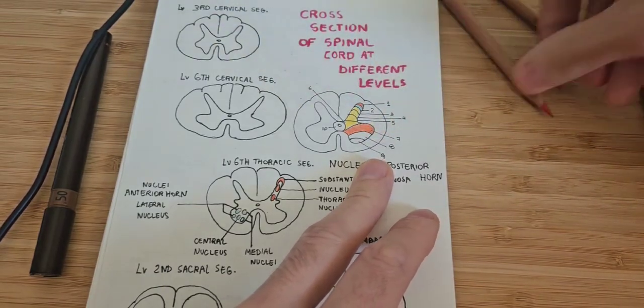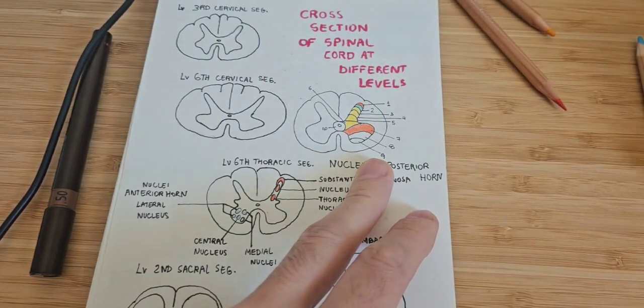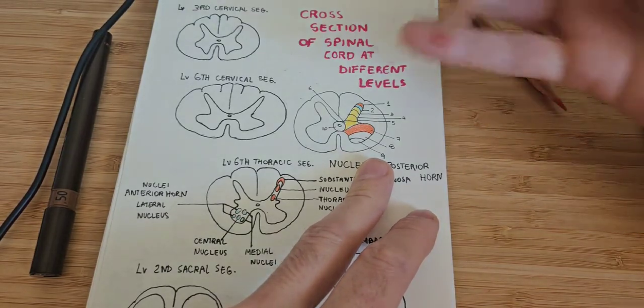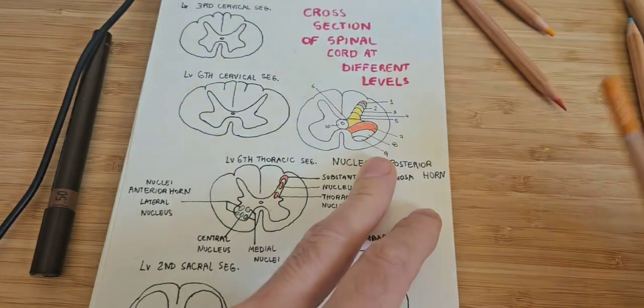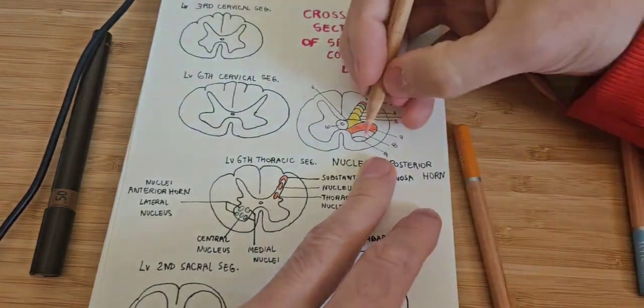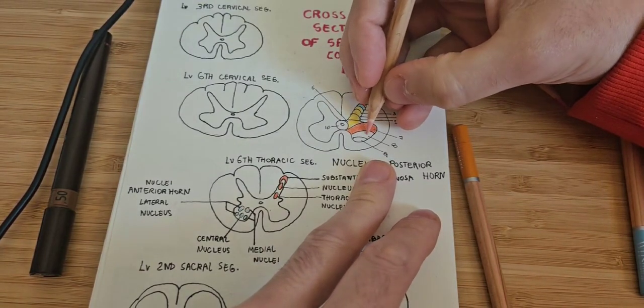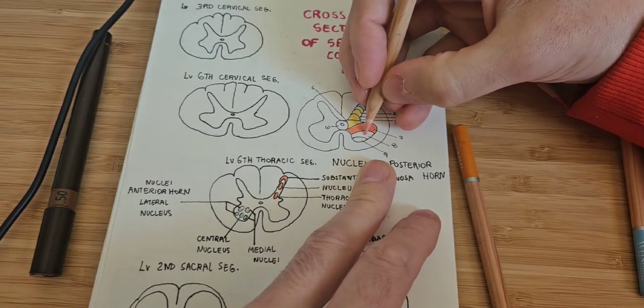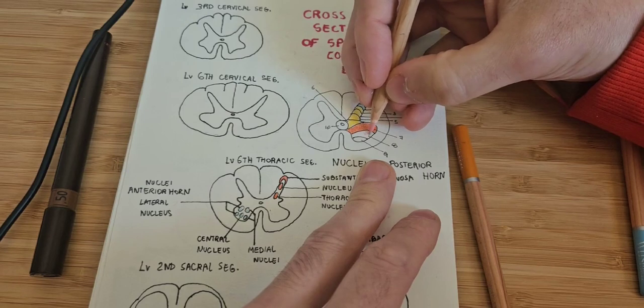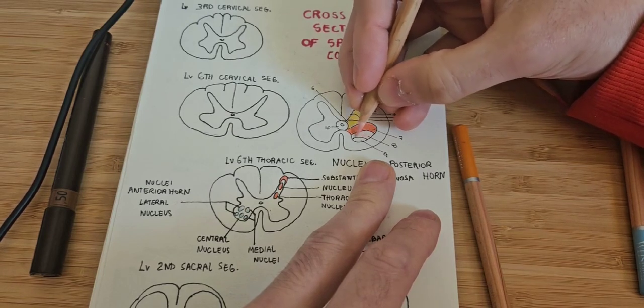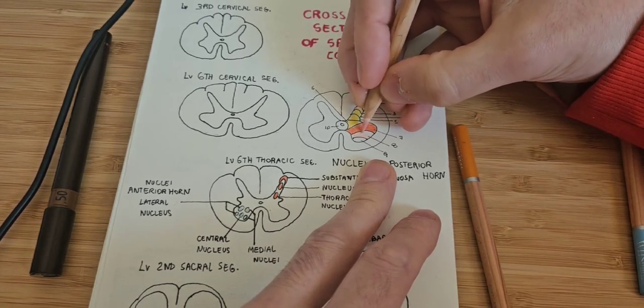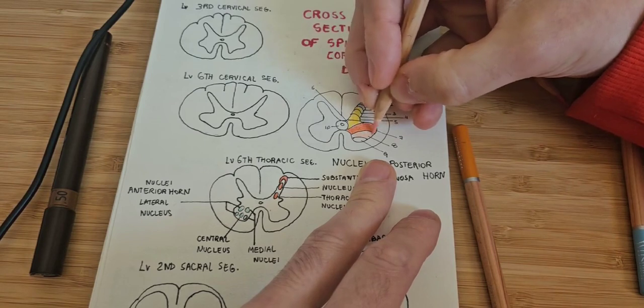Okay, lamina 7. Then we have the lamina 8. Let me just add with orange the lamina 8. Maybe this one. The lamina 8 is responsible for the limbs, the movement of the limbs.